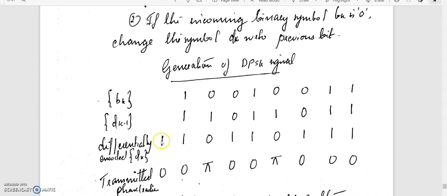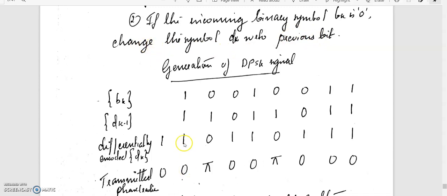Unchanged. That is, earlier my differential encoded signal was 1. So you leave it unchanged, meaning again you will have 1. Now the next incoming binary symbol is 0. When it is 0, what do you do? You change the symbol with respect to the previous bit. You have to change the symbol.